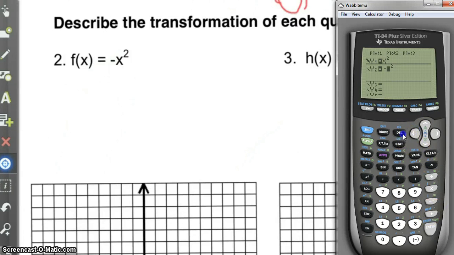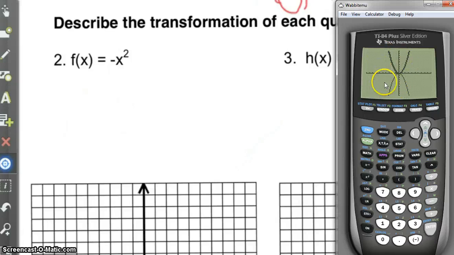As you can see, I have 2 negatives for some reason. Now let's graph. This is my parent function, and this is my new function. As you can see, the new function is reflected across the x-axis. So the y is becoming negative. As you can see, the y was always positive on the parent function. Now on the new function, negative x squared, all the y is negative.